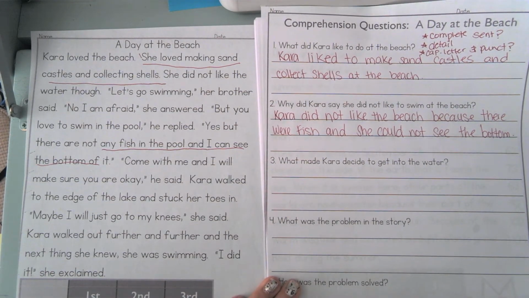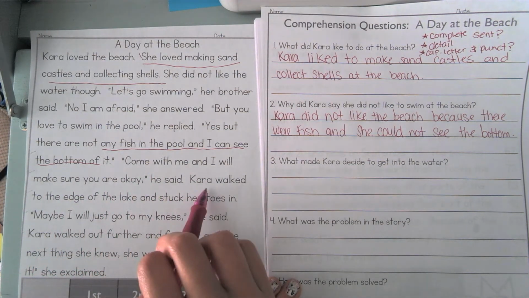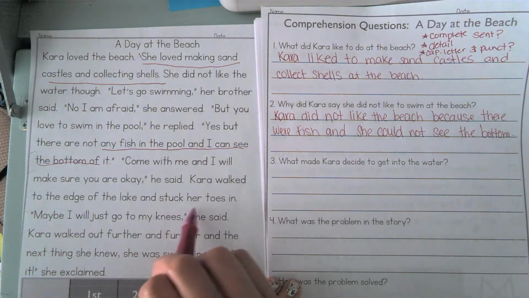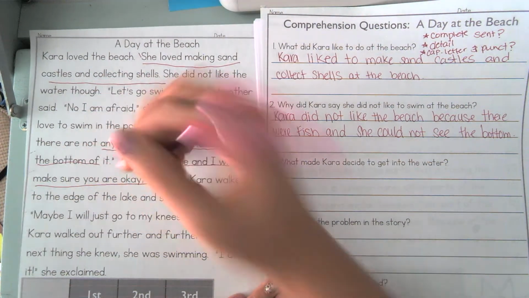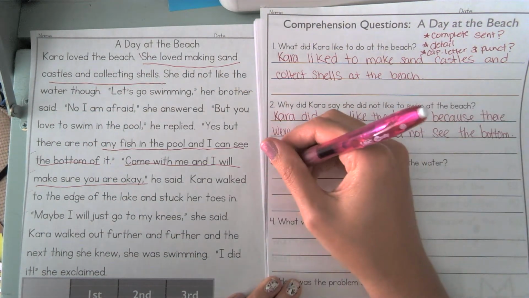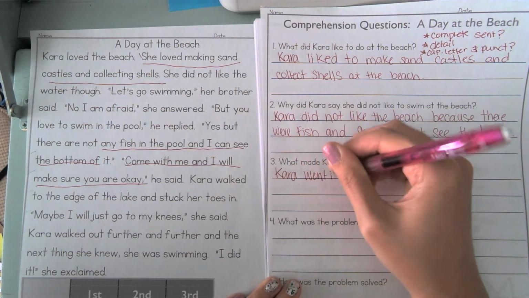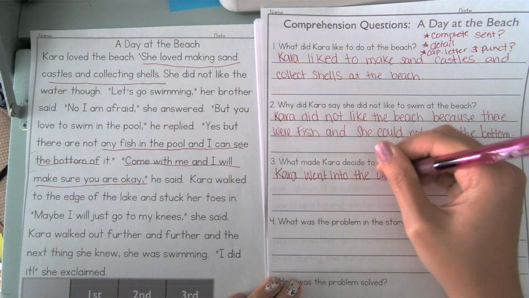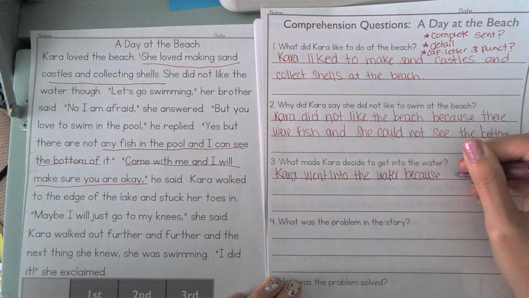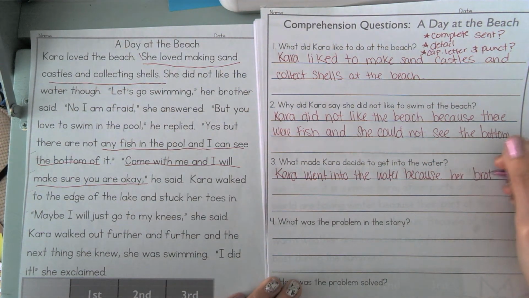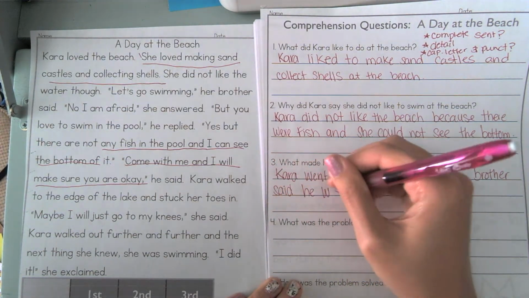All right, question number 3. What made Kara decide to go into the water? So I'm going to go back. "Come with me and I will make sure you are okay," he said. Kara walked to the edge of the lake and stuck her toes in. So, what made her feel okay is that her brother said he would make sure she was okay. So Kara went into the water because her brother said he would make sure she was okay.